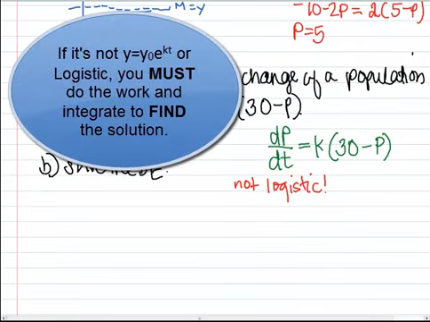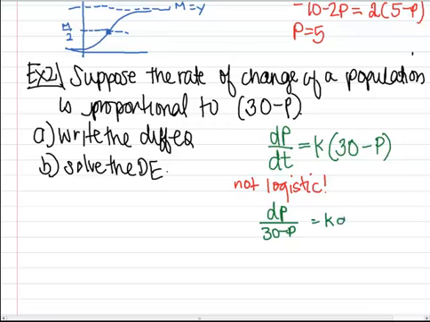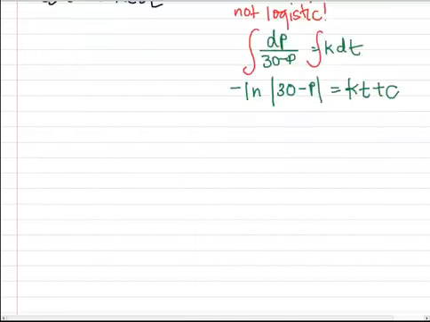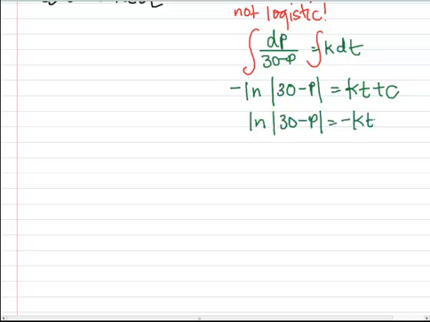So we'll separate our variables. So dP over 30 minus P equals k dt, and then we're going to integrate both sides. So we're going to get negative ln of the absolute value of 30 minus P equals kt plus C. And then I will multiply by negative 1 everywhere so that I can get rid of that negative sign. So I'll get negative kt plus C naught. I will exponentiate both sides, and that'll leave me with 30 minus P in absolute values. But I'm going to rename my constant. So I'm going to go ahead and drop the absolute values here.